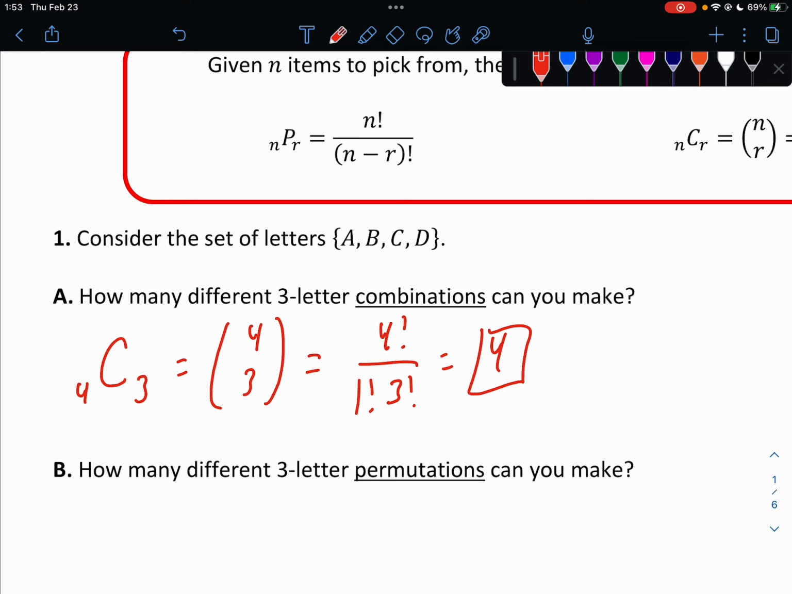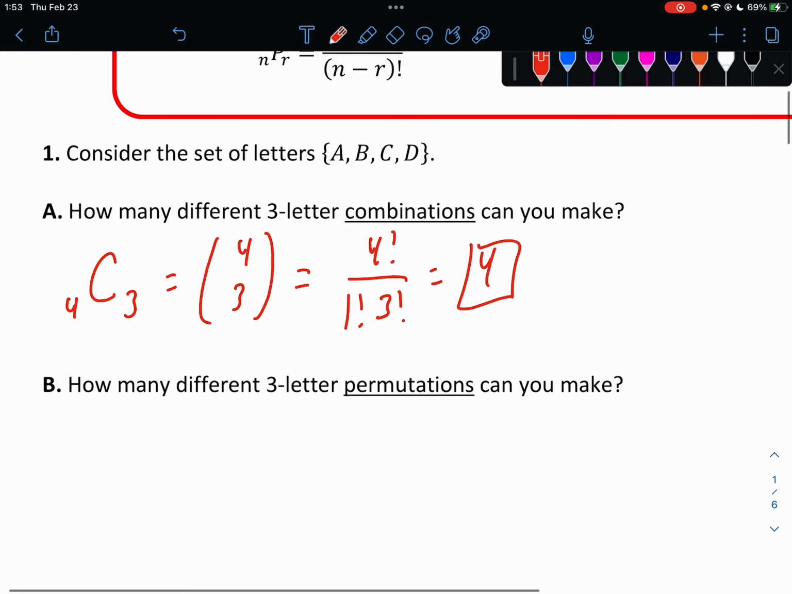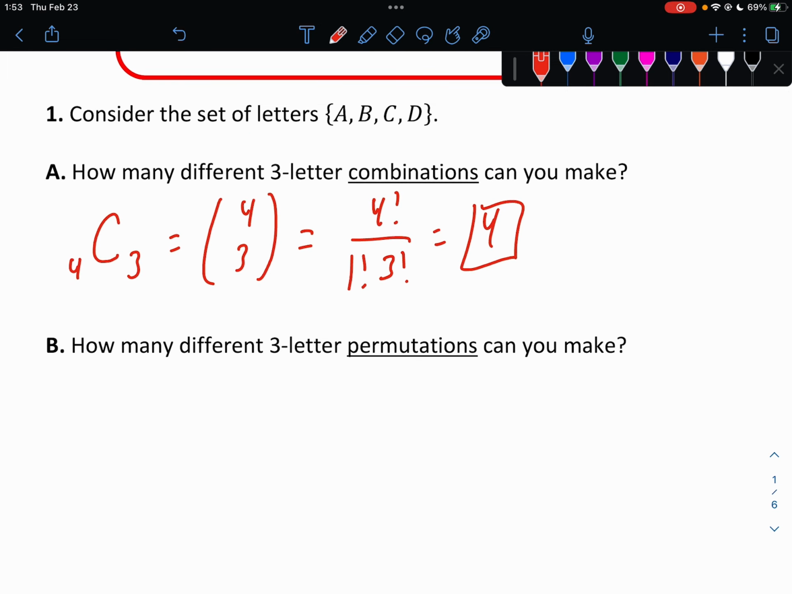There are 4 different three-letter combinations we can make if order doesn't matter. So that means that ABC and BAC would be the same combination. Okay. However, for permutations, ABC and BAC are different. So for permutation, 4 permutation 3, that's going to be 4 factorial over 1 factorial, which is basically just 4 times 3 times 2, or 24. So if order does not matter, there's only 4 different combinations we can do. But if order does matter, we can mix those letters up 24 different ways.